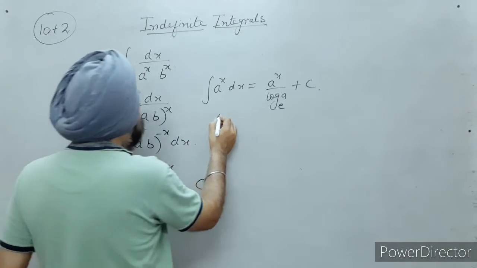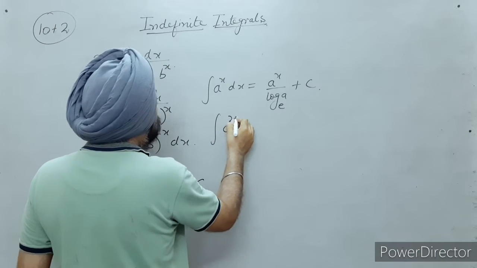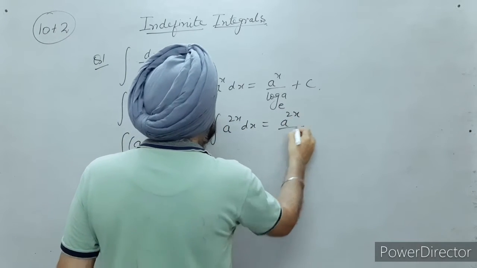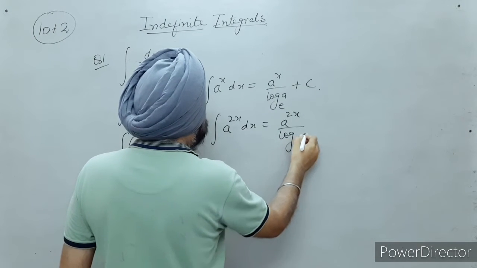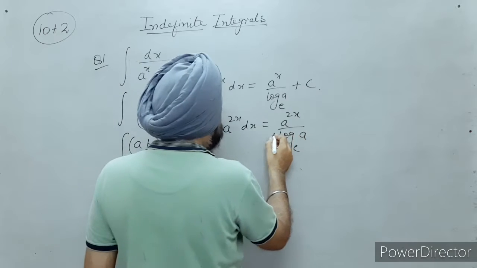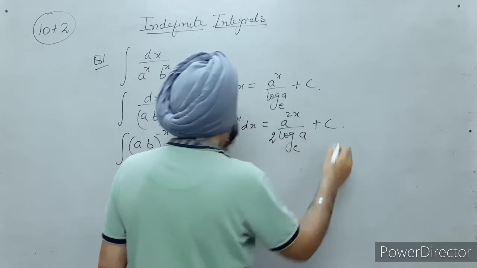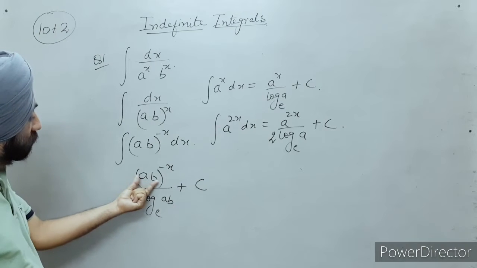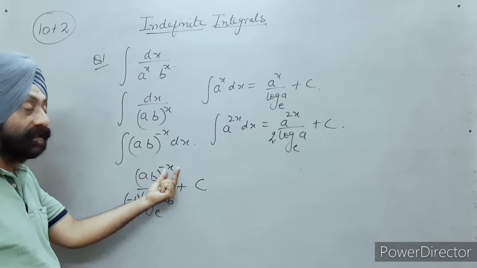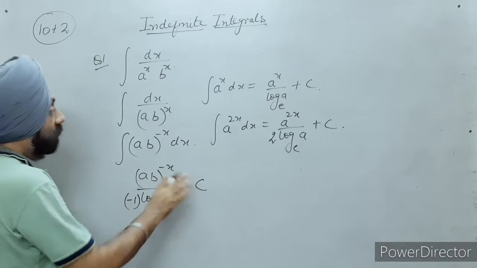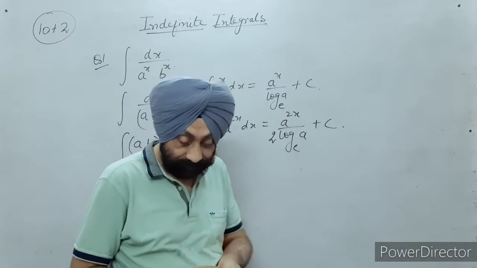I can modify this formula: the integral of a to the power 2x dx can be a to the power 2x divided by log of a to the base e. What is the coefficient of x? That is 2, so we divide by 2, plus c. This is the formula which I have used. This was a to the power minus x. What is the coefficient of x? Minus 1. So I divided by minus 1, and I get the required answer.